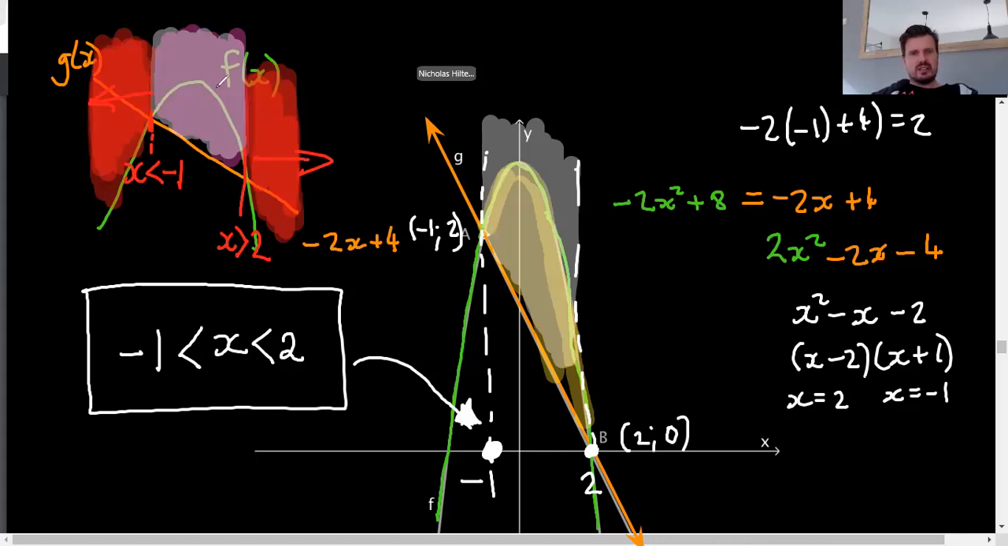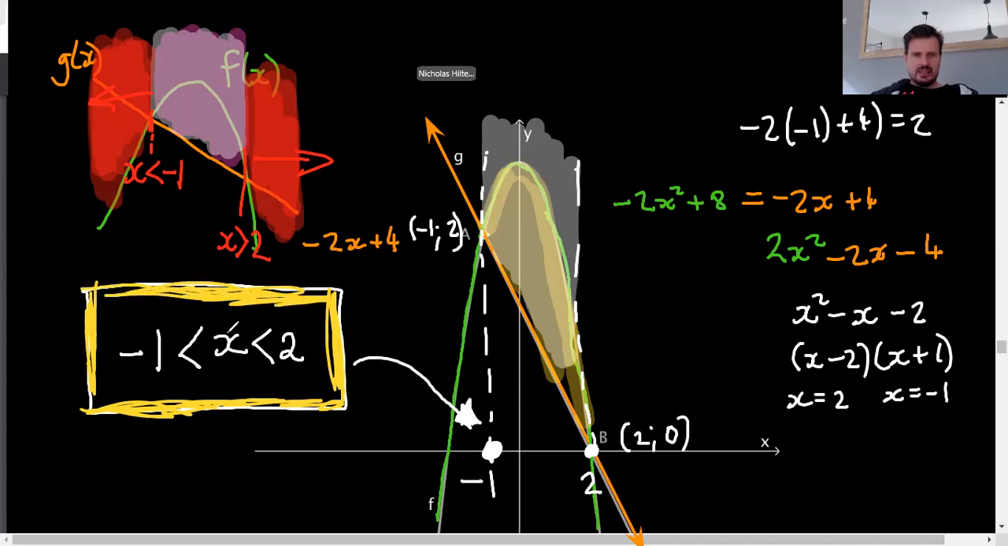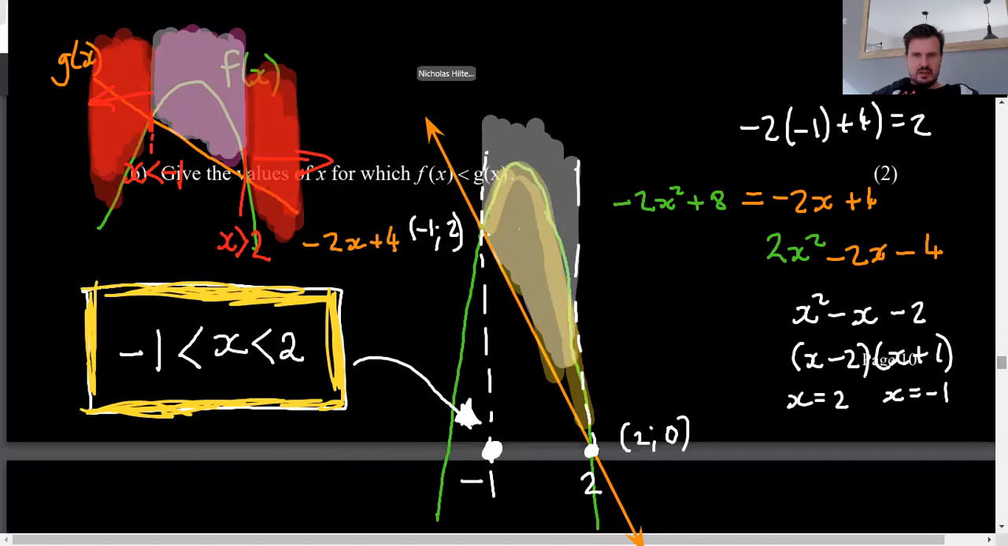But we found that f of x was greater than g of x in between these two values over here. So this here is how we write in between 2 and -1. X is in between -2 and 2, -1 and 2, sorry.